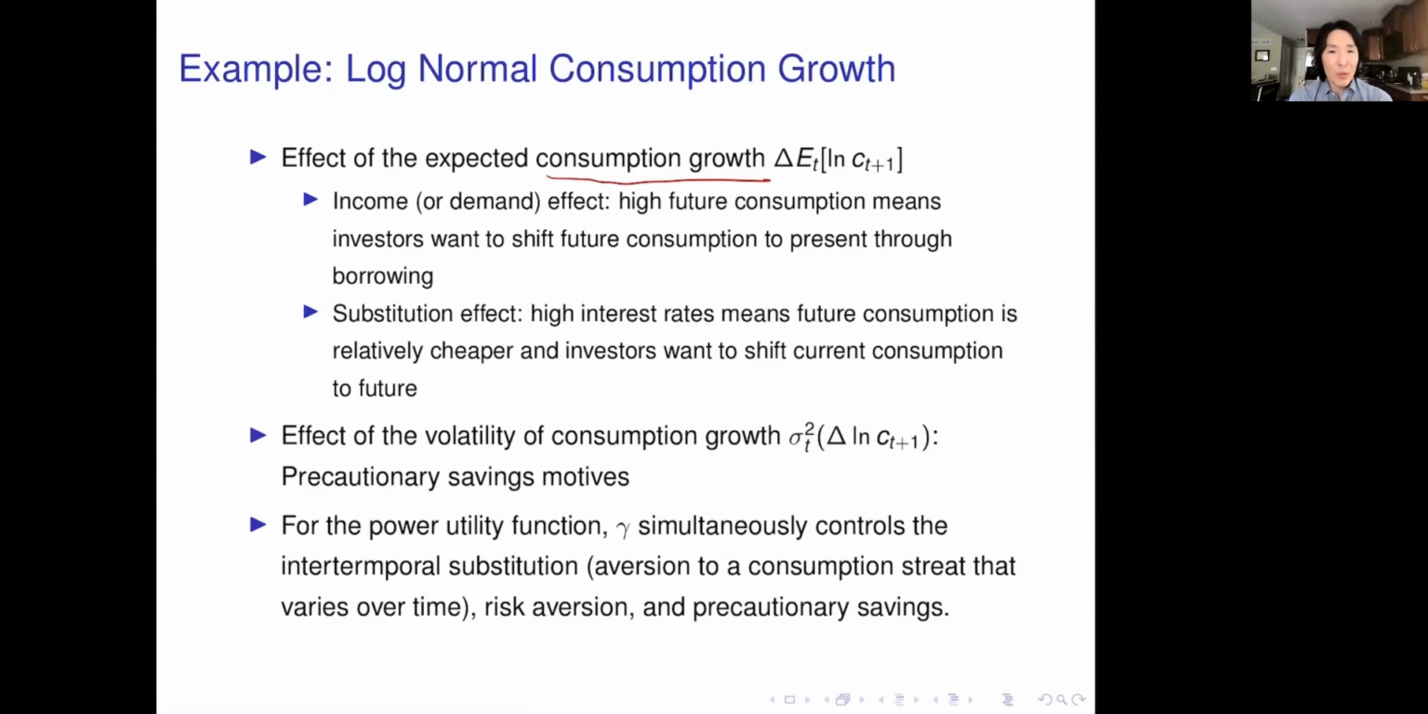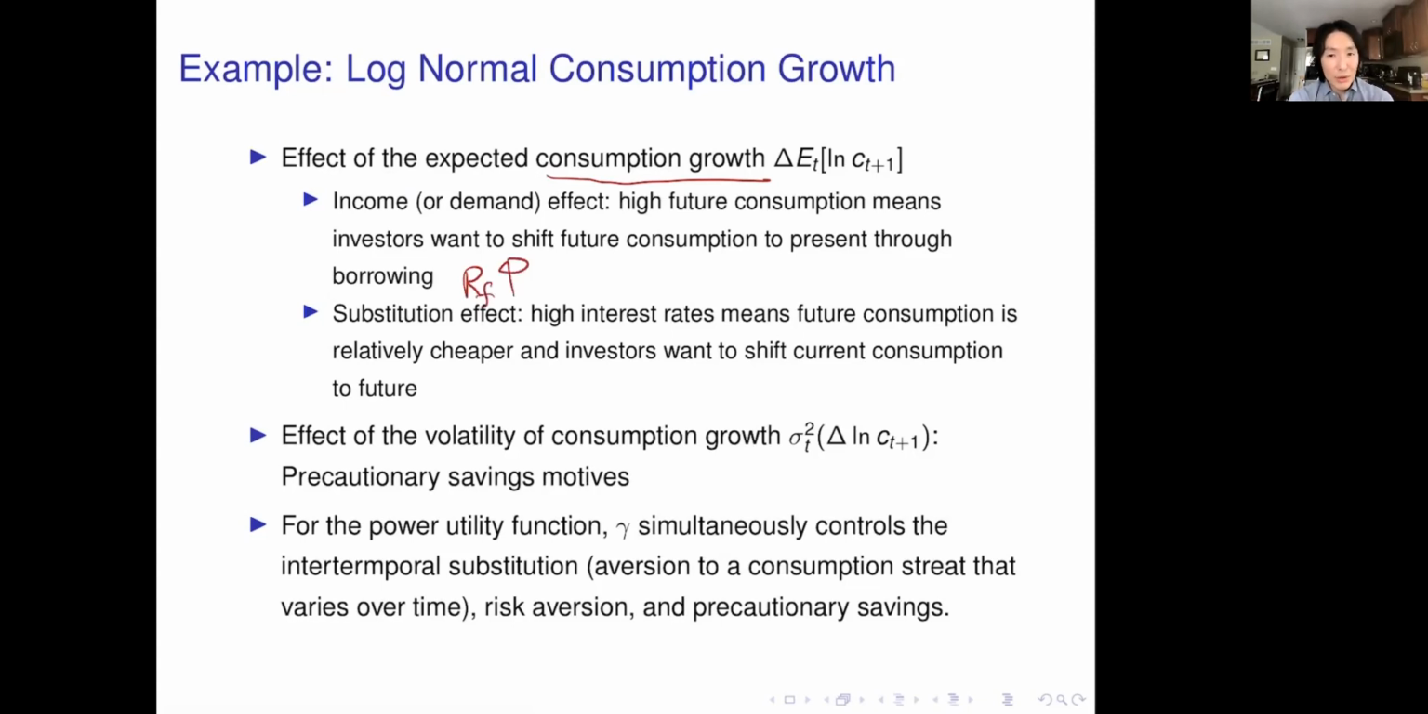The first effect is what's called the income effect. The high future consumption means investors want to shift future consumption to present through borrowing, which is going to create higher demand for borrowing, higher demand for loans. Therefore, the risk-free rate is going to be high. RF is going to increase.